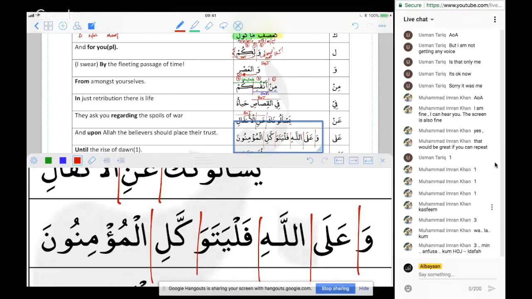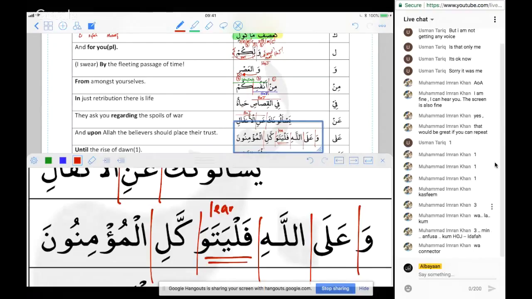So the one in the middle is a special case. Leave it for now. You should be able to find at least 2 fragments. Correct. So wa is a connector. That's correct.